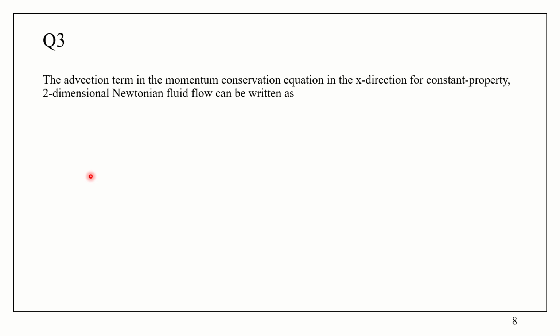And now we are moving on to question 3. In question 3, the advection term in the momentum conservation equation in the x direction for constant property two-dimensional Newtonian fluid can be written as dash. Option A, u into dou u by dou x plus u into dou v by dou y. Option B, u into dou v by dou x plus v into dou u by dou y. Option C, u into dou u by dou x plus v into dou u by dou y. Option D, u into dou u by dou x.